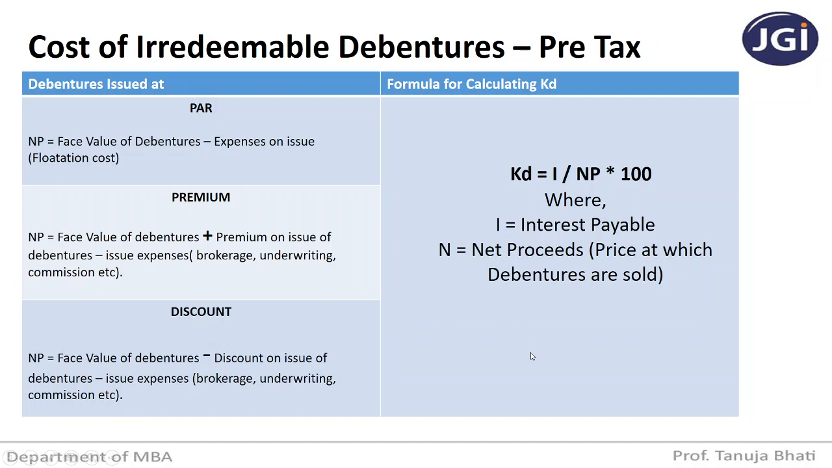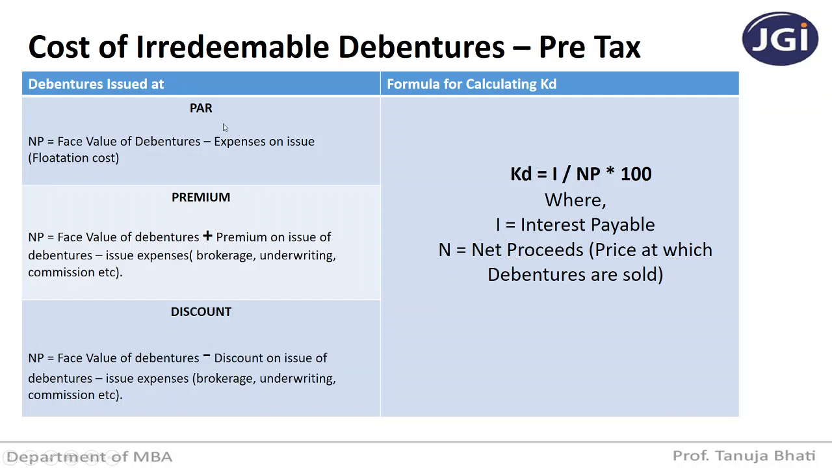So is this slide clear? When you have to use this formula, first you have to see whether it is pre-tax or post-tax. If it is pre-tax and the nature of debentures is irredeemable, irrespective of whether it is issued at par, premium, discount, you are going to use this formula. But in order to calculate net proceeds, you have to see whether they are issued at par, premium, discount, because the formula to calculate net proceeds differs accordingly. So quickly we will revise. Kd stands for cost of debentures, which is equal to I divided by NP into 100, where I is interest payable, NP is net proceeds, the price at which debentures are sold.